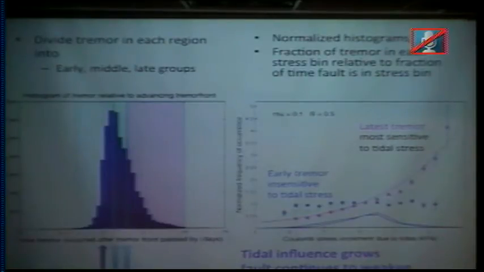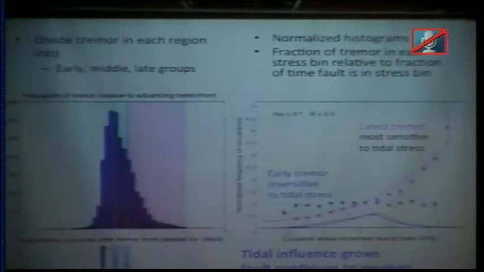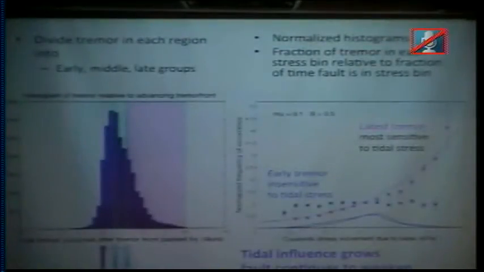Yes, and most of the propagation is along strike. And has nothing to do with the tides themselves. Okay, that's a very good question. The front does not seem to be clearly modulated by the tides, only the later behavior once the front has passed. Right. The front has its own stress driving it.